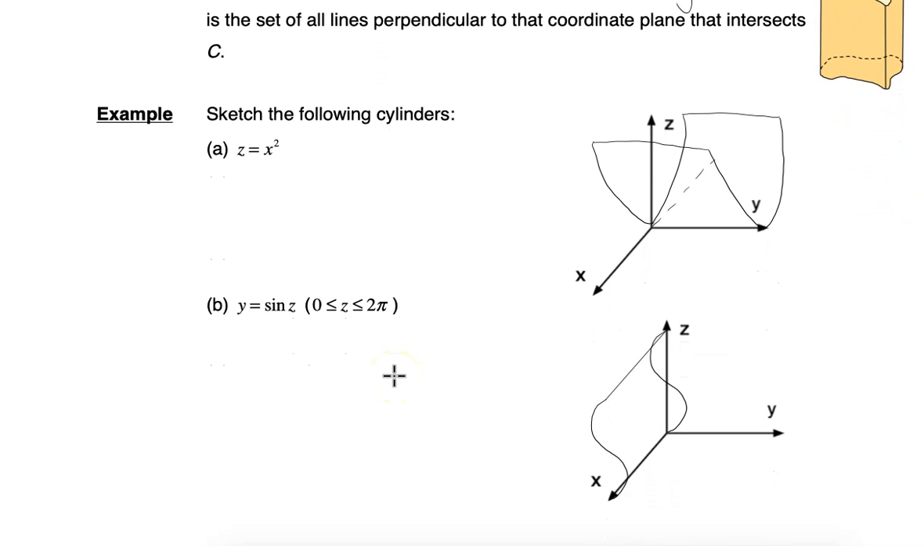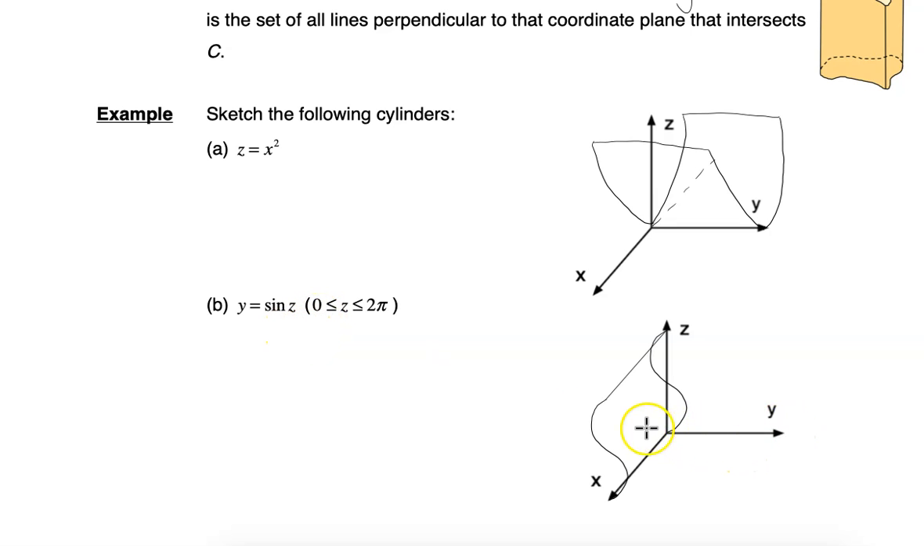Secondly, y equals sine z. So here x is missing, and in fact that's going to be characteristic of cylinders, that one of the three variables is missing. So we want to sketch that for z bounded by 0 and 2 pi. So once again, y equals sine z. This is a 2D curve in the yz plane. You just have to be careful. What is the wavy shape going to look like? Where is it going to go up and down, if I may say?